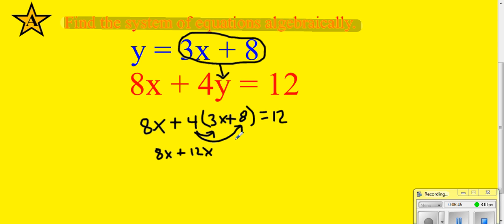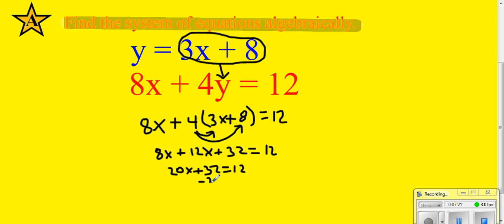4 times 8, don't forget about that. That is 32. And you have equals 12. So I'm going to bring that down. When you have the variables on one side, you're combining like terms. 8x plus 12x is 20x. Bring down the plus 32. Bring down the 12.